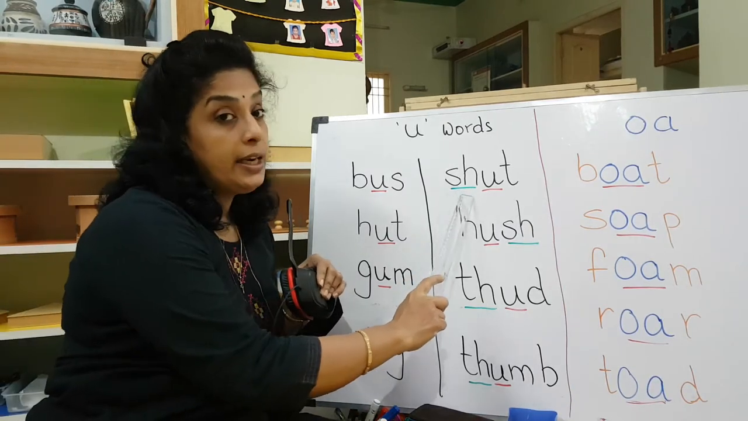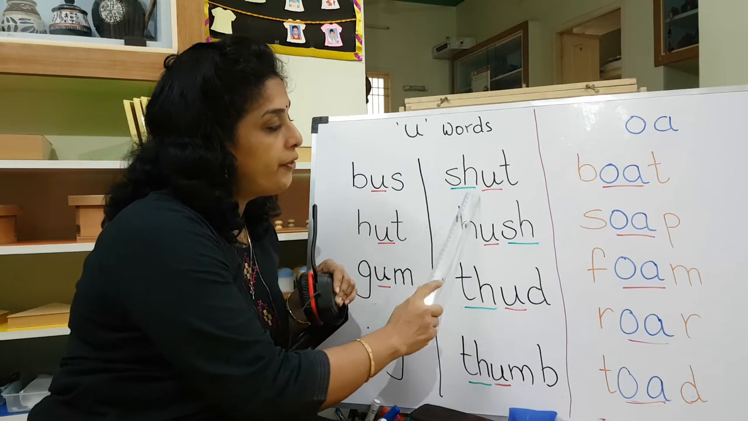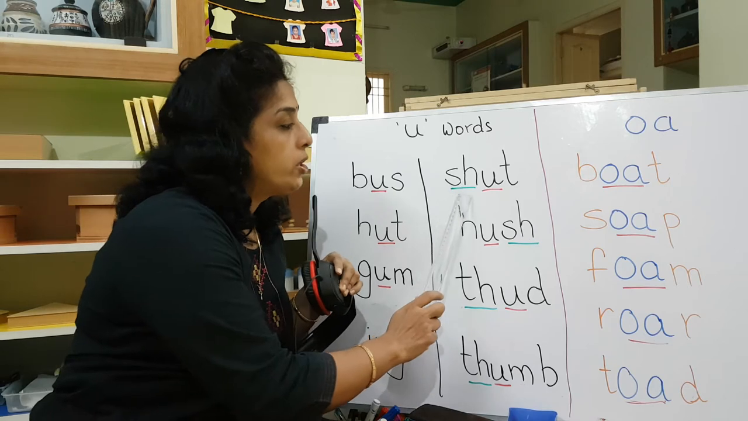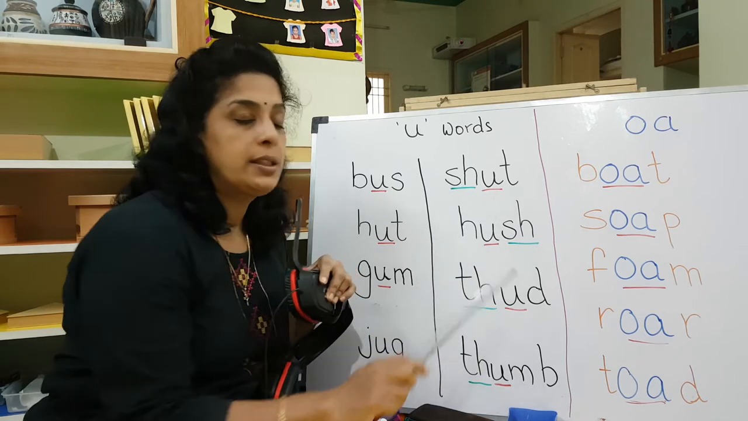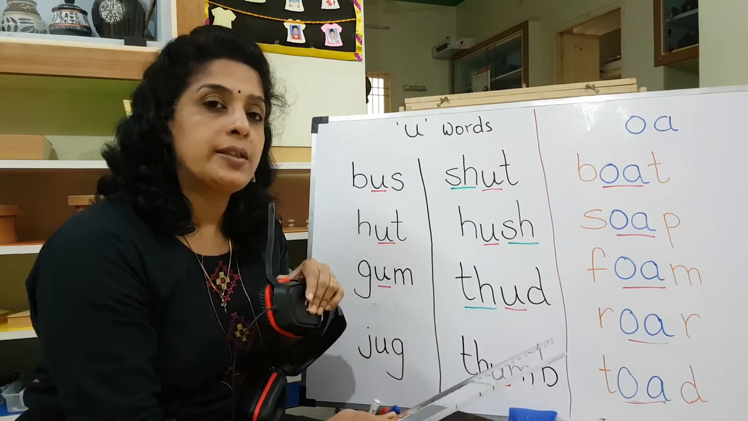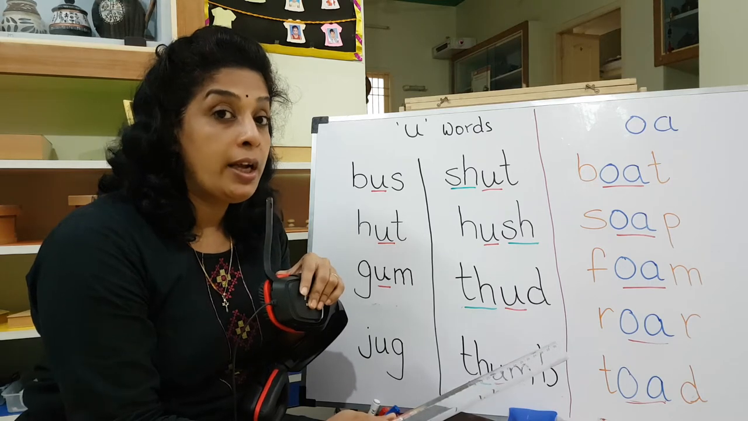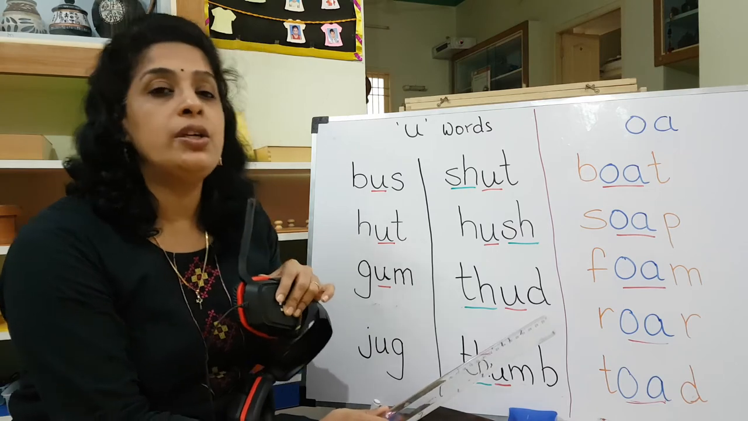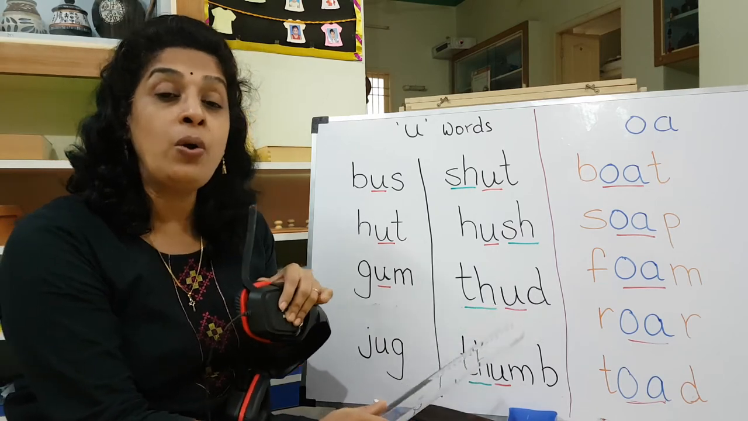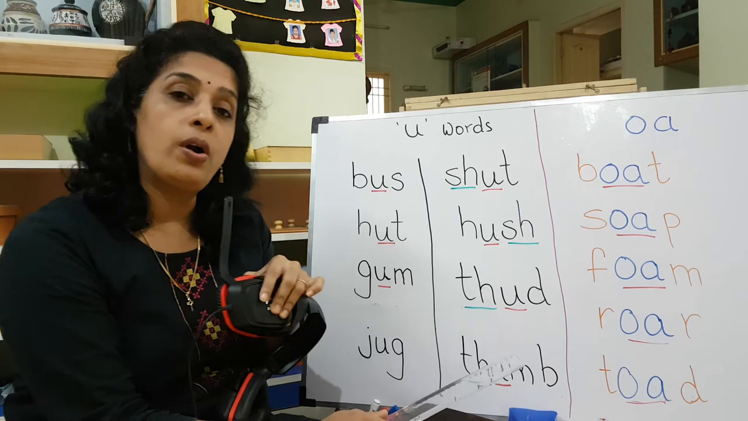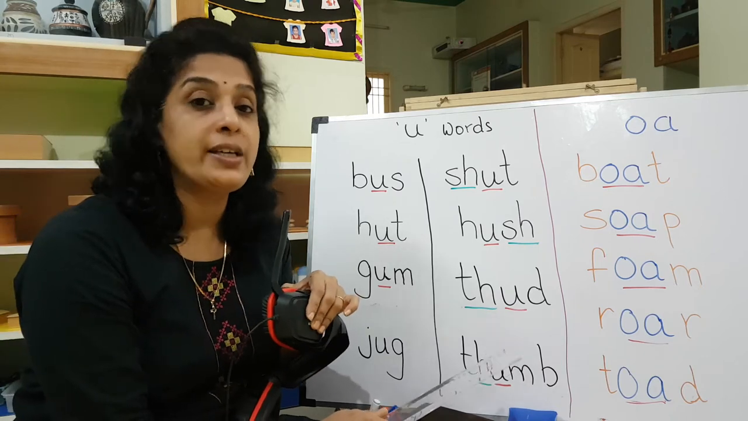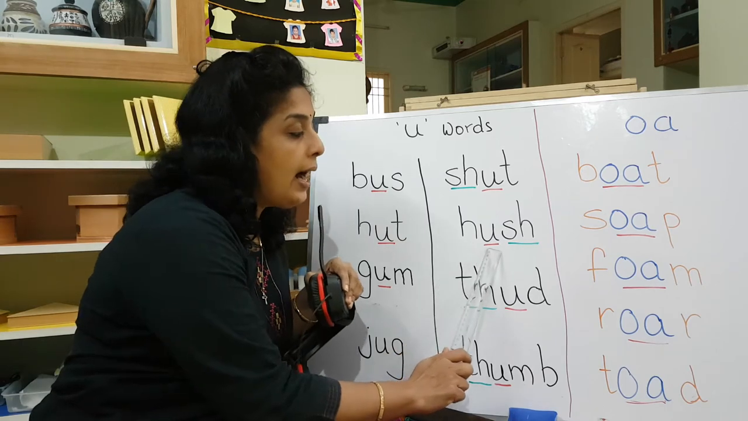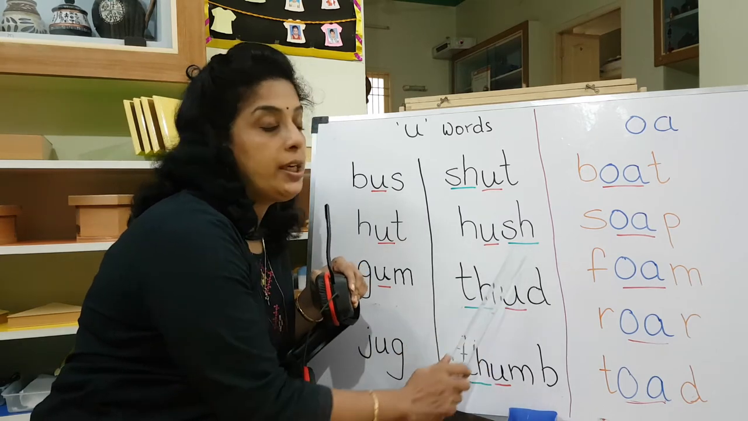I've underlined it in green so that you can read the two letters together. What is this? Sh. Yes. Sh-u-t. What is it? Sh-u-t. Shut. As in, shut the door. It's very cold. Shut the door. A lot of mosquitoes are coming in. Shut. Next one. H, u, sh, read it together.